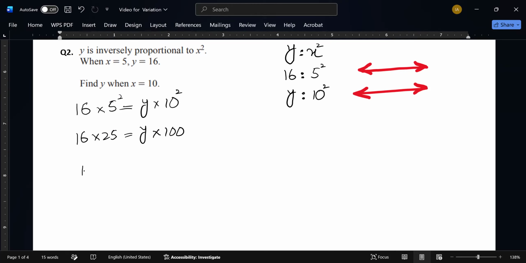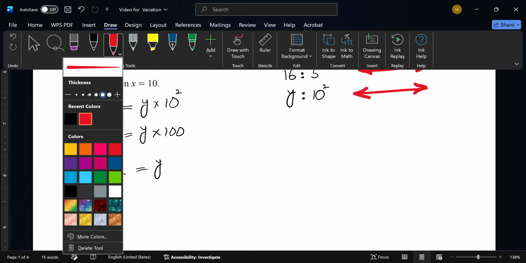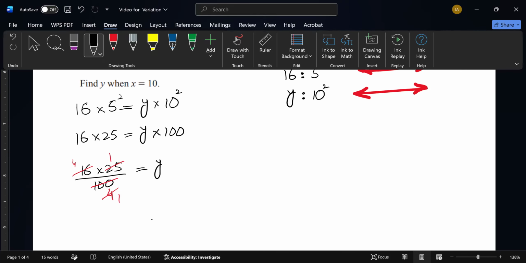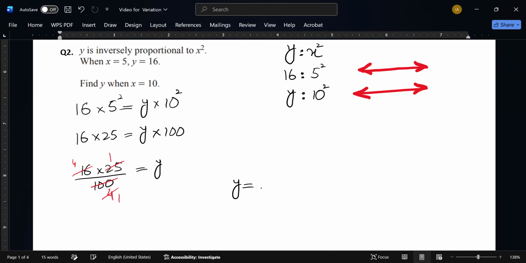So 16 times 25 divided by 100. Let's simplify. 25 times 1, 25 times 4. 4 times 1, 4 times 16. So the value of y is 4.